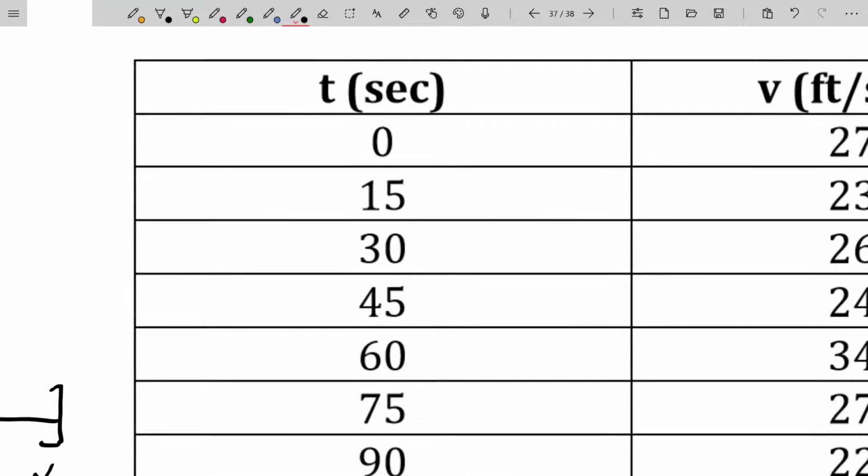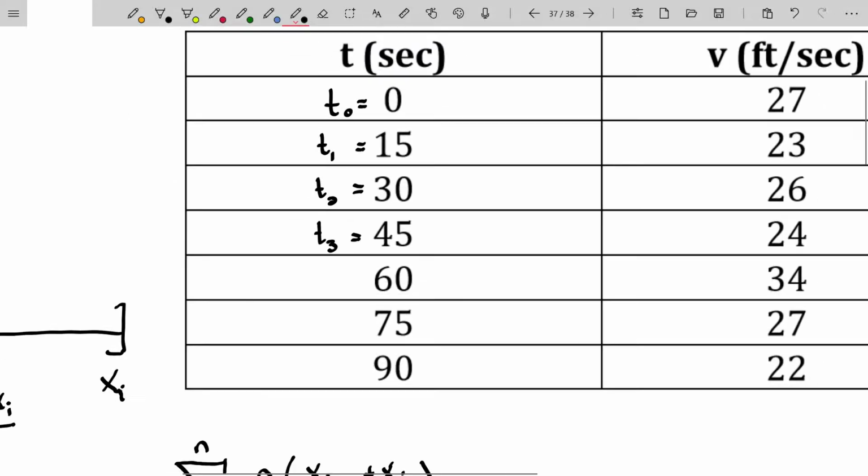So think about it this way. This time value really would be t sub 0, but I'll do that. It's t sub 0 or t naught. And this would be our first time value, or t sub 1, and then t sub 2, and t sub 3, and so on and so forth down the line.